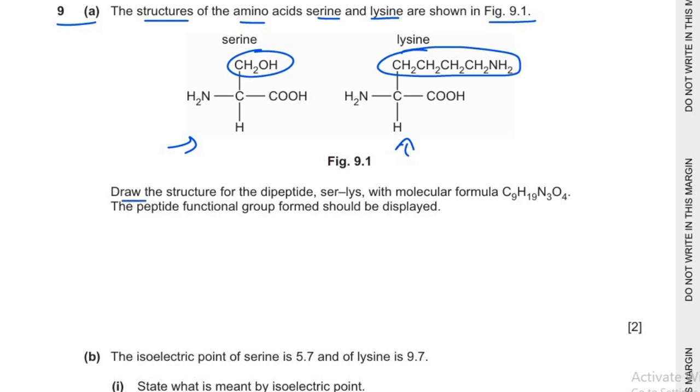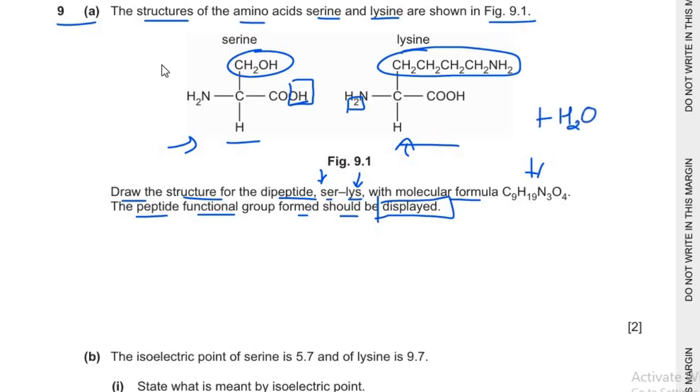Now draw the structure of the dipeptide of serine and lysine with the molecular formula C9H19N3O4. The peptide functional group formed should be fully displayed. If you read the question, the serine has to be added first and then the lysine. So what I suggest is, here we have serine and lysine, and if we are drawing a dipeptide for it, we just have to remove the OH and one H from the NH2 group and bond them together. So join it from this part, removing a water molecule from both of these molecules and just joining.